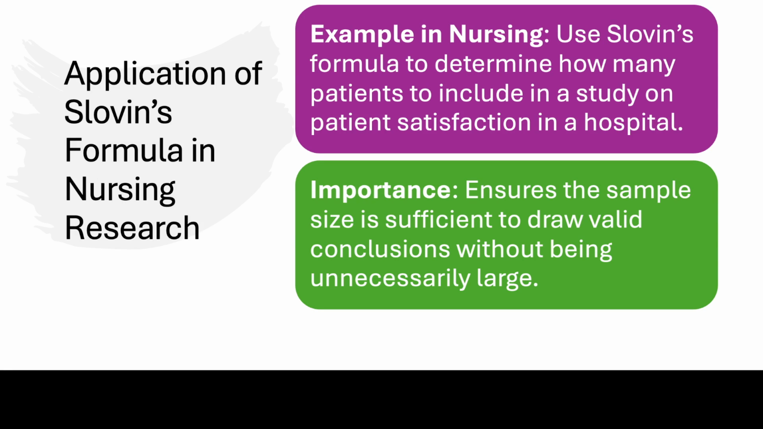So, an example in nursing, the use of Slovin's formula is to determine how many patients to include in a study on patient satisfaction in a hospital. Say for example, in a hospital, there are so many patients being admitted and so many patients being discharged. Let's say a 500-bed capacity hospital. Then all of the patients who are discharged are given the chance to answer a satisfaction survey. And with the use of Slovin's formula, you're going to determine how many patients are taken as the sample out of the 500 patients who were admitted.